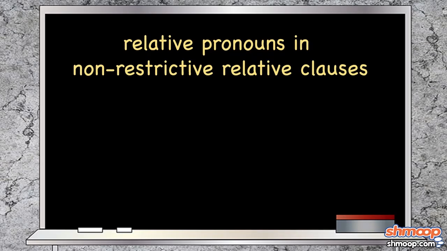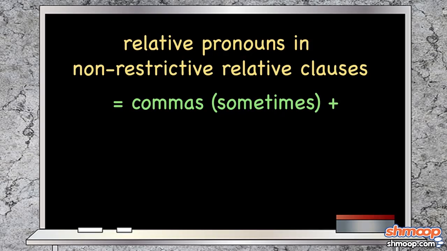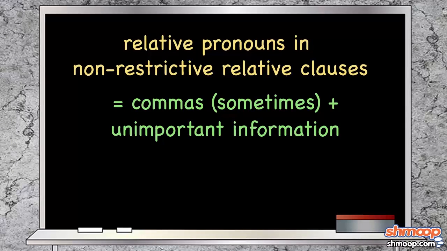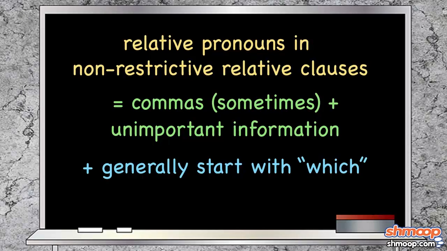On to relative pronouns in non-restrictive relative clauses. Here the relative pronoun is separated from the antecedent by a comma most of the time, and the information contained within the relative clause is unimportant, unessential, inconsequential. One more thing. Non-restrictive relative clauses generally start with the relative pronoun which.